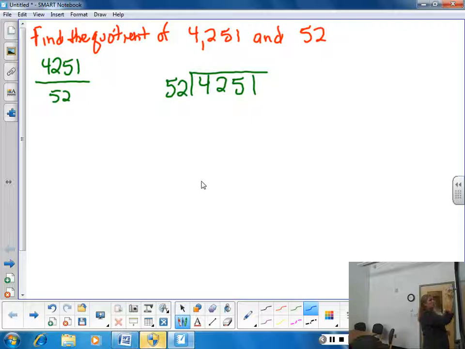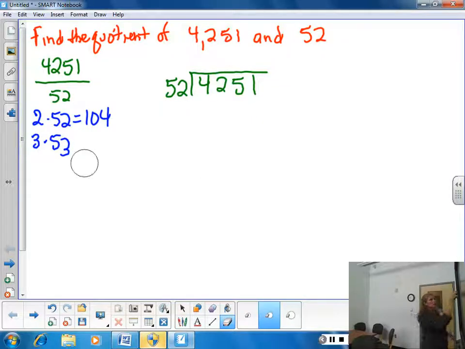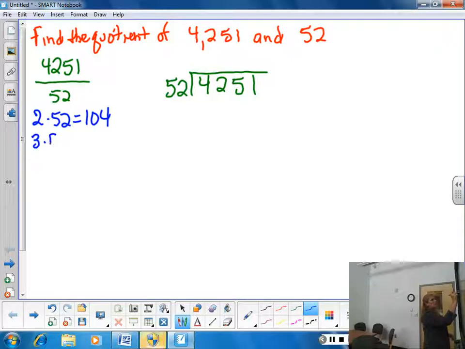1 times 52 is 52, so I'm just going to start with 2 times 52, which is 104. 3 times 52, whoops. Sometimes when you're talking and writing, your brain doesn't sync up. I'm going to add 52 to that, and I get 156. 4 times 52, I'm going to add 52, and that's a little harder. You can do that on paper off to the side. I don't have that much space on the board, so I'm going to do it in my head. But adding 52, I would get 208.